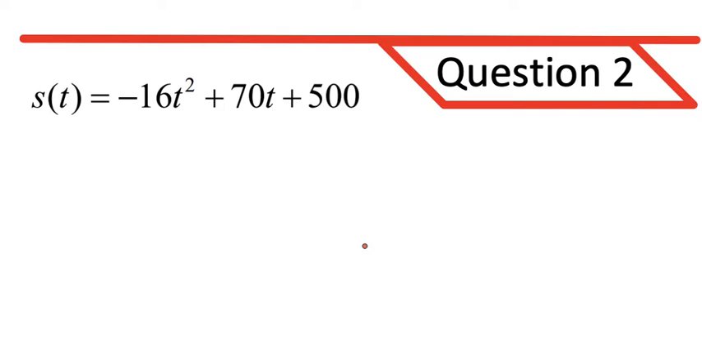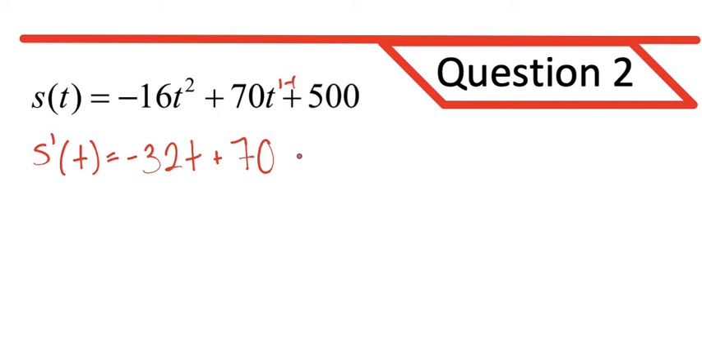Here we have s of t equals negative 16t squared plus 70t plus 500. When we take the derivative of s of t, we're going to multiply negative 16 by 2. That'll give us negative 32t to the power of 1, plus, here we have 70 times t to the power of 1. We're going to subtract 1 right after we multiply. 70 times 1 is 70, and then t to the power of 0 is just 1. So we find that the derivative of s of t is going to be negative 32t plus 70.